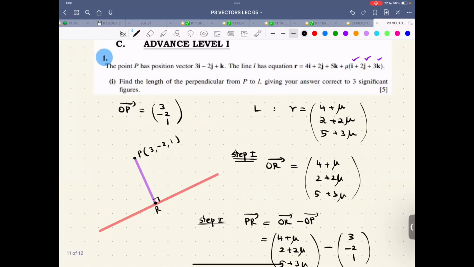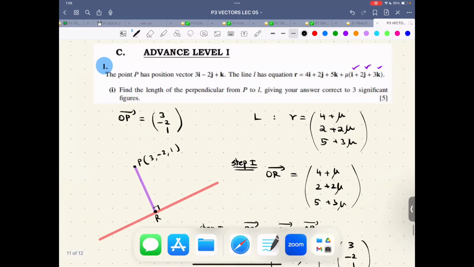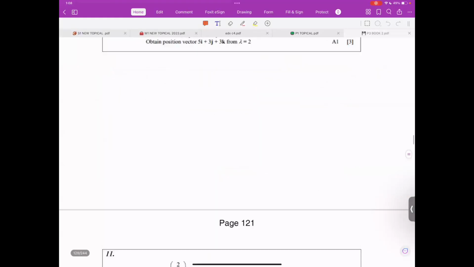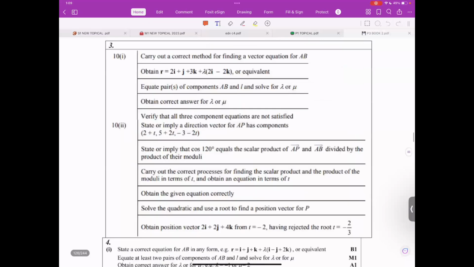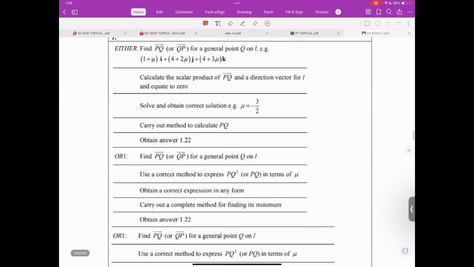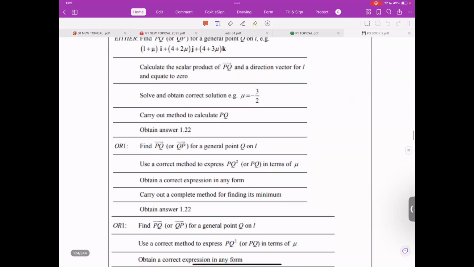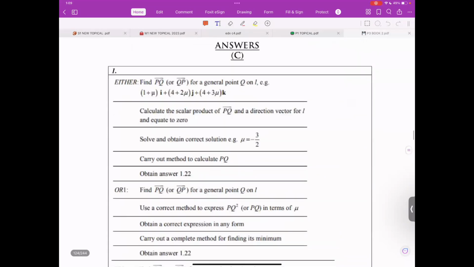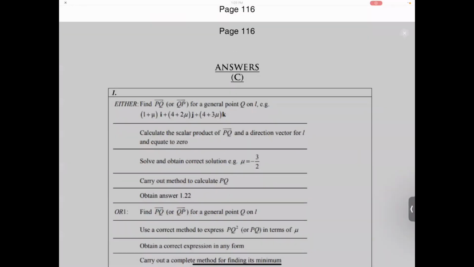Now, let me pause over here. Let me go to the mark scheme and let me get this thing right over here. I think that's question number 1. So question number 1 is this one. I think, yes. Okay. So now there are different ways that they have done. Let me just capture, hold for a second.